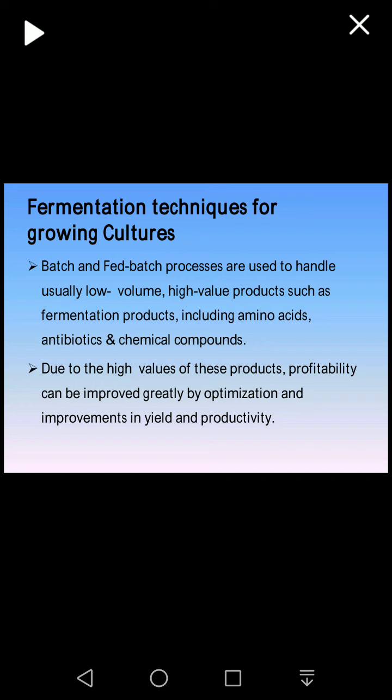Due to the high value of these products, profitability can be improved greatly by optimization and improvements in yield and productivity. Here we are talking about the optimization of the process of fermentation within these sub-fermentation techniques. Yield means the percentage of the product which you are getting, and productivity means how much product you are producing as a result of this process. When you are optimizing conditions like the pH, the temperature, and the other factors which are responsible for the growth of the product, they are being either decreased or increased as per the productivity details.